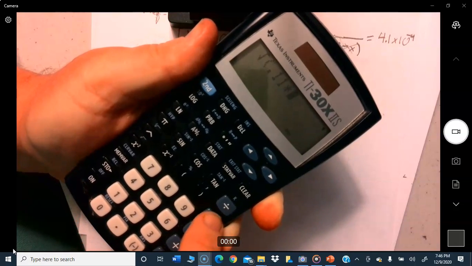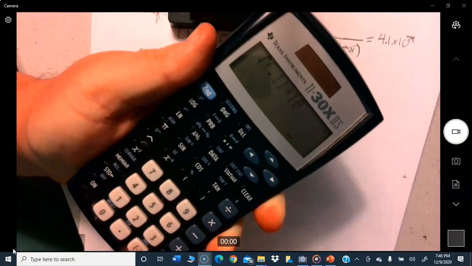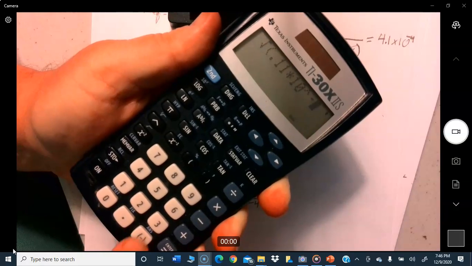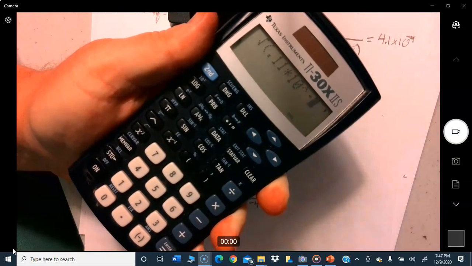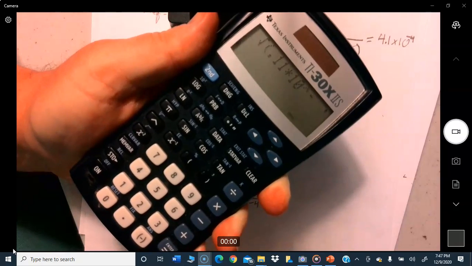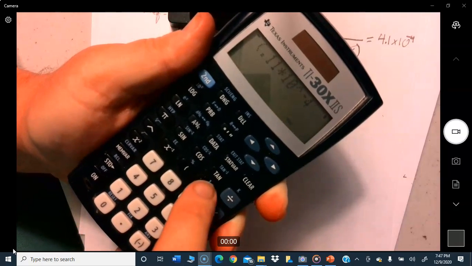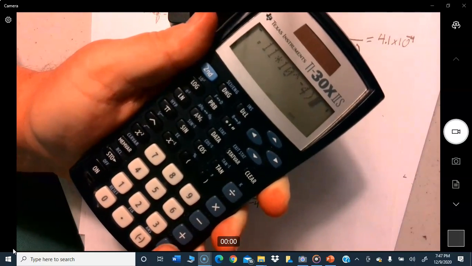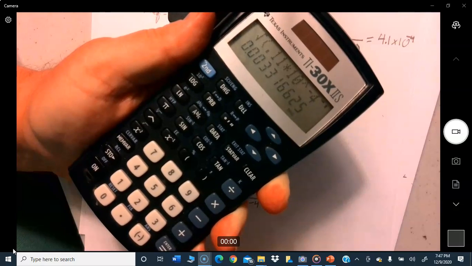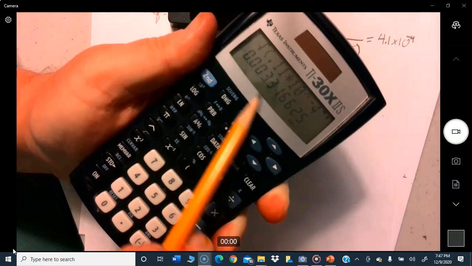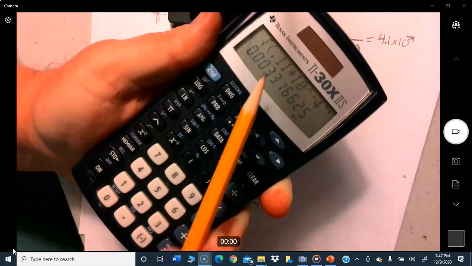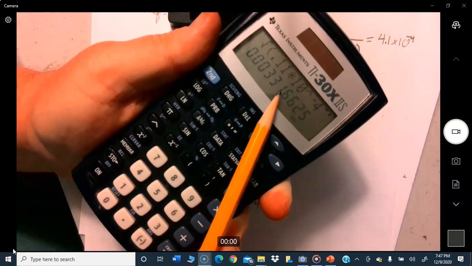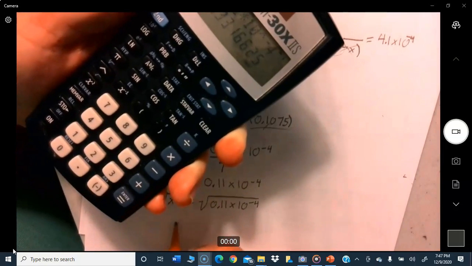0.11 times 10, exponent, caret, negative, not the minus sign but the negative one, negative 4, and then close the parenthesis. Sometimes the calculator will give you the answer in scientific notation. In this case it didn't. So it's 3.32 times 10 to the minus 3.